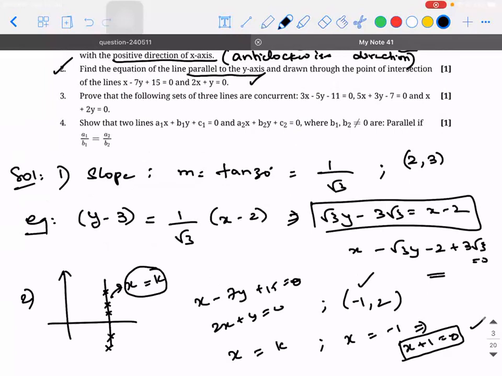Okay. Third, prove that the set of three lines are concurrent. So what do you mean by concurrent? They meet at the same point, right? So logically tell me, how will you prove that all three lines are meeting at the same point? What logic can we use?